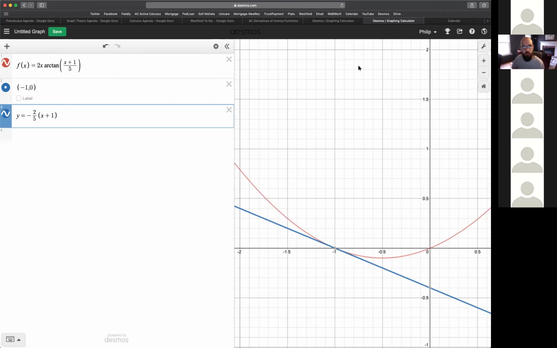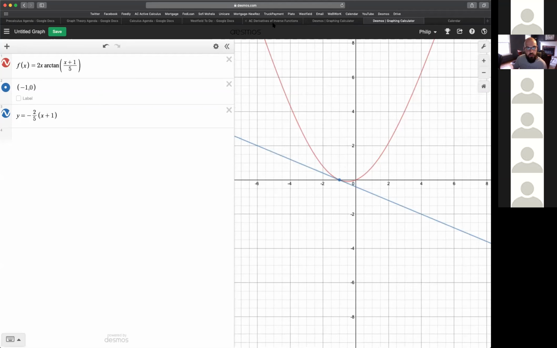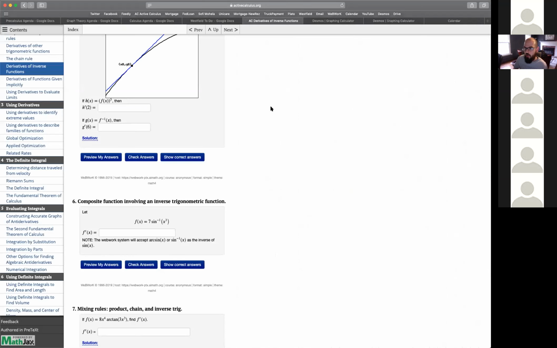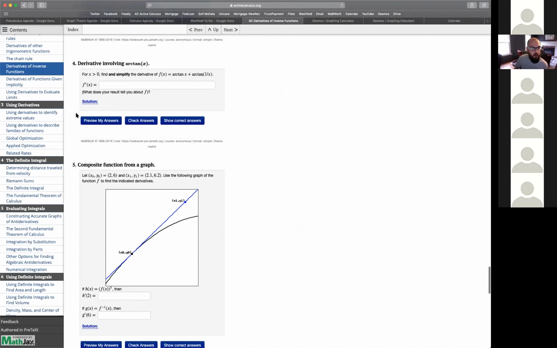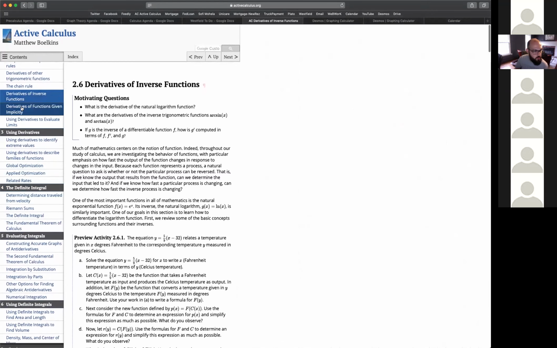All right, so I'm not getting anything from anybody, so let's go ahead and start in on section 2.7. This is going to be the last section on our exam.